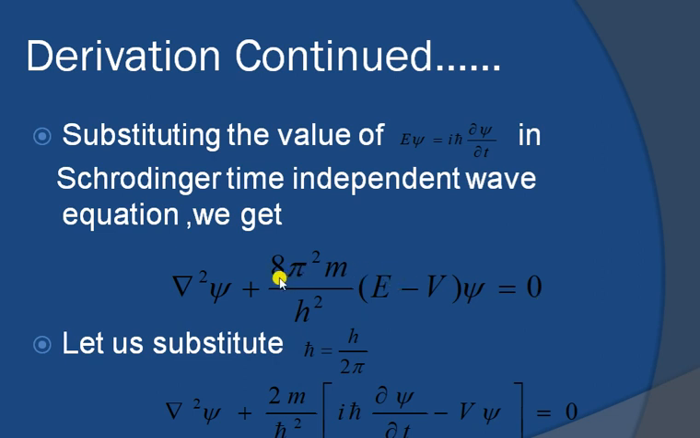Now in this case 8 can be split as 2 into 2 into 2. Pi square we are going to write as pi into pi. So 2 pi into 2 pi we are going to consider for the reduction of the equation as h cross equal to h upon 2 pi. Therefore del square psi plus twice m upon h cross square, this h cross square comes from h upon 2 pi, into bracket i h cross dou psi by dou t minus V psi equal to 0. In this i h cross dou psi by dou t, we have substituted the value of E.